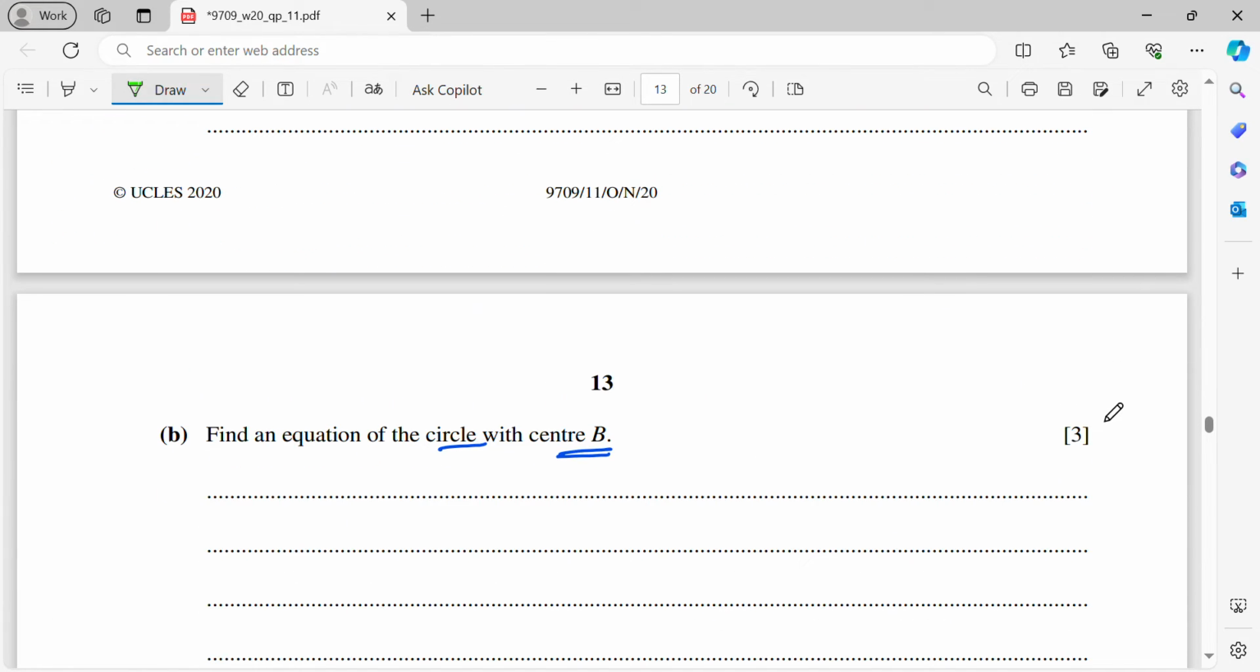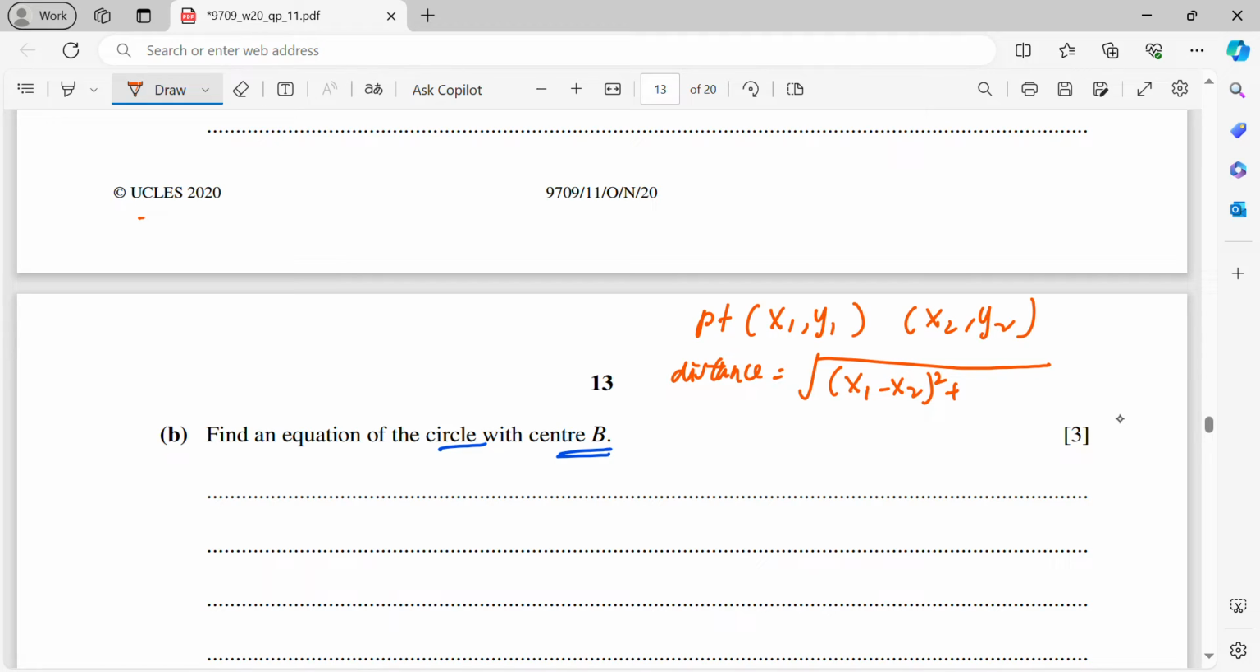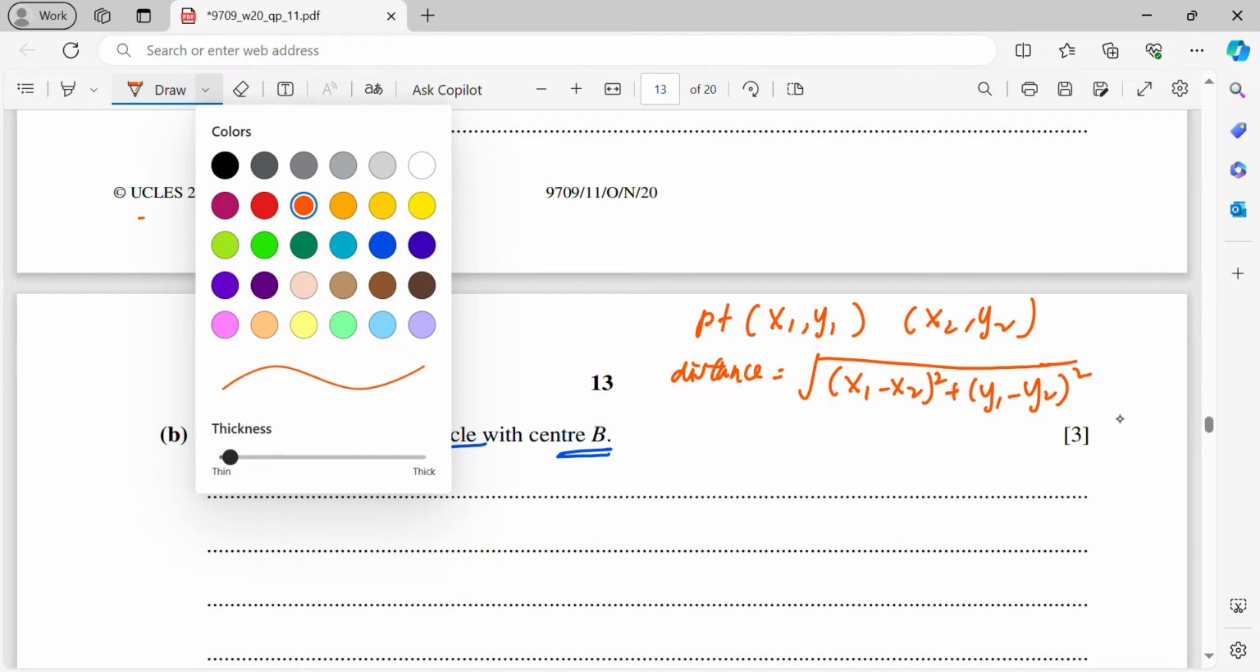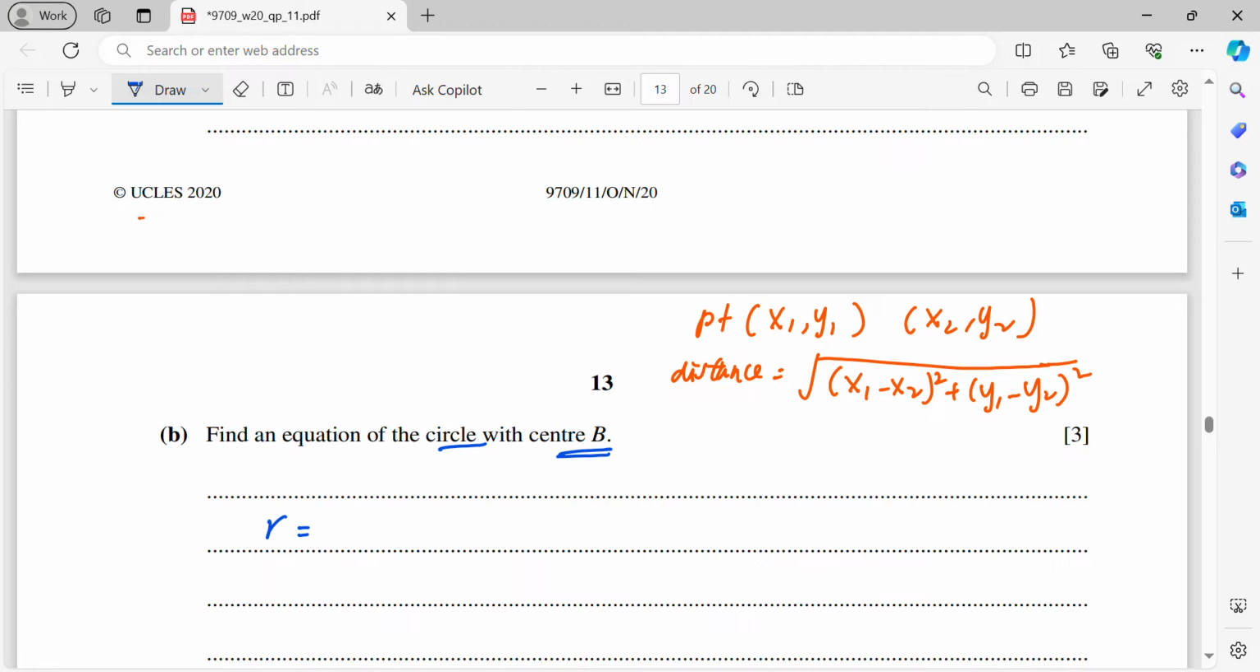Okay, so for your information, if you are given 2 points, point x1, y1, x2, y2, the distance equals the square root of x1 minus x2 squared plus y1 minus y2 squared. Or you can write x2 minus x1 squared plus y2 minus y1 squared, up to you. So from here, I know that my radius of B, which is r, equals AB.